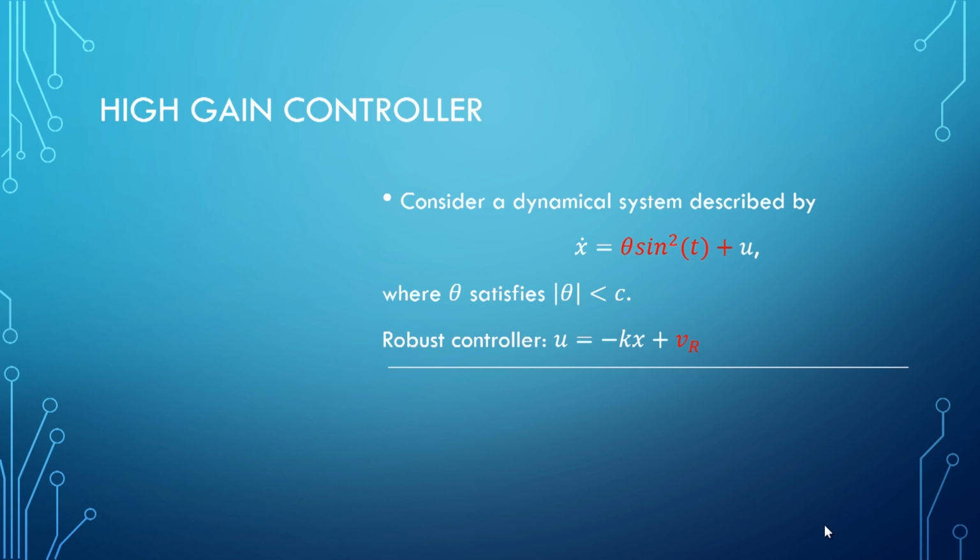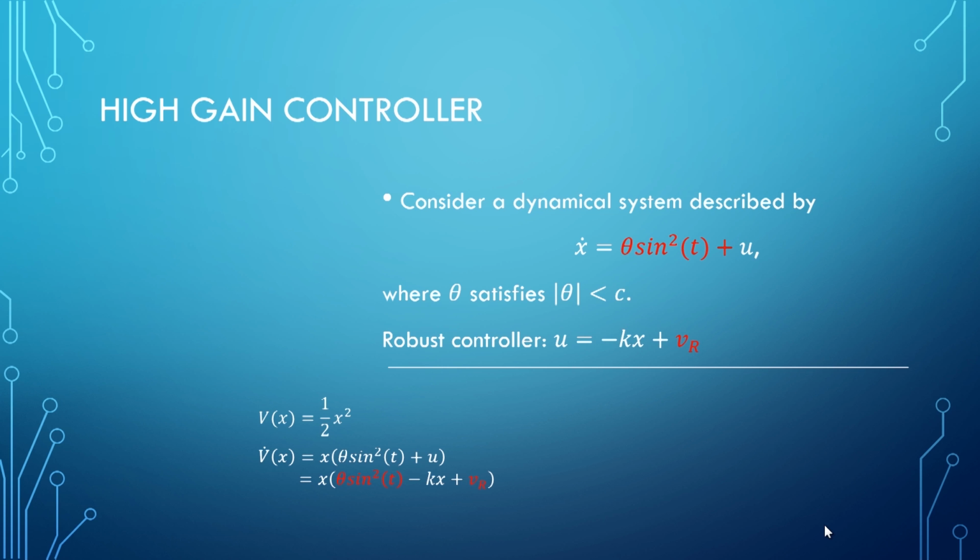Okay, we don't know the inertia of the system. What is known is its upper bound. Theta can be a positive constant or a negative constant, but no matter what, we know it is upper bounded by C. And you can design some robust controller. Here, the structure is minus kx. This is linear, but this is the robust controller.